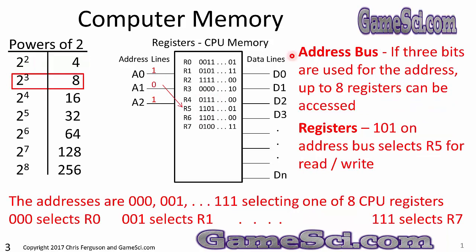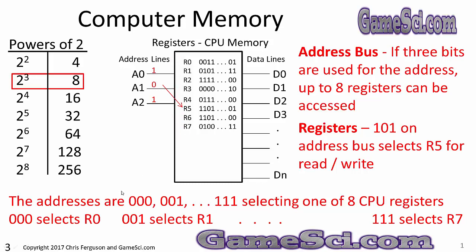The address bus. If 3 bits are used for the address, up to 8 registers can now be accessed. Registers 101 on the address bus select R5 for read or write. 2 to the 3rd power equals 8. If I have 3 address lines, each of which can contain one of 2 values, I can access up to 8 registers, R0 through R7.